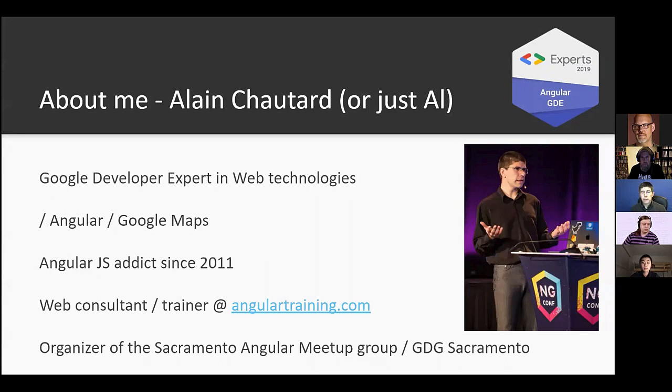And I'm based in Sacramento, where I also organize the GDG Sacramento meetup group, which merged a few years ago with the Angular meetup group. So now it's really just one entity where we talk about all things web, and we meet on the second Thursday of the month. And of course, these days, everything is online, just like everybody else because of COVID. So that's me.